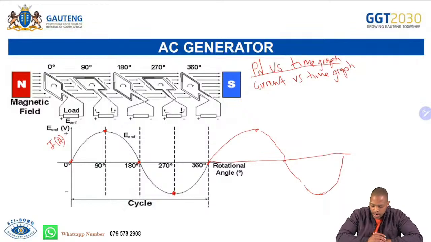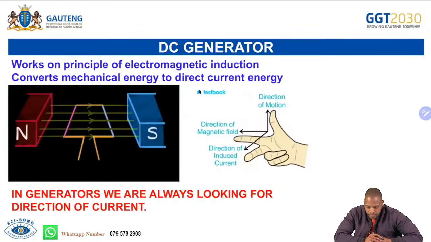So if they are saying current versus time graph, you are going to draw it the same, with the exception that on your y-axis you are going to represent current in amperes, and here you are going to represent time in seconds. That way you have represented the graph of an AC generator.